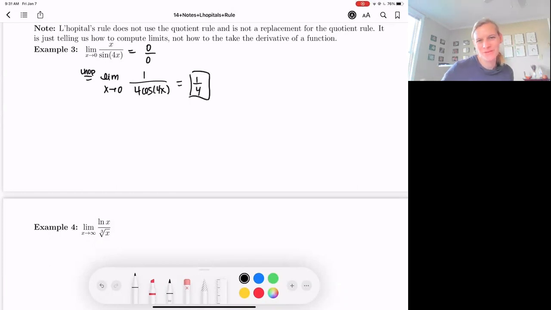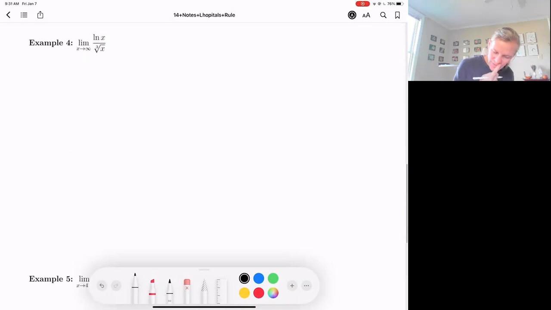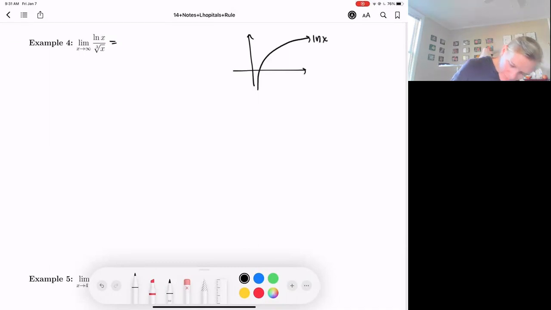Okay. L'Hopital's rule is really nice. I like it. Sometimes it can get a little more complicated though. So we'll do some more interesting examples down here, I think. So, okay, as x approaches infinity, natural log approaches infinity. The graph of natural log of x looks like this. It grows very slowly, but it does approach infinity. So we're going to get infinity. The cube root of infinity, still a really big number, so we still get infinity over infinity. So we can use L'Hopital's rule.